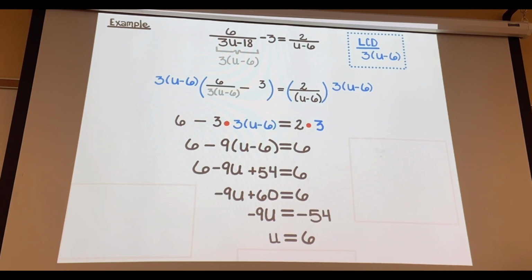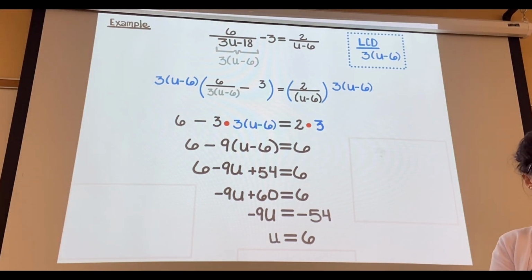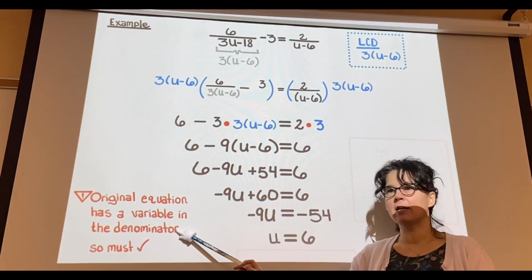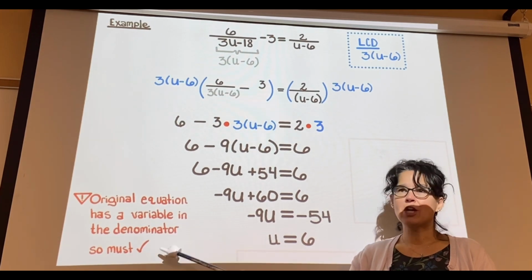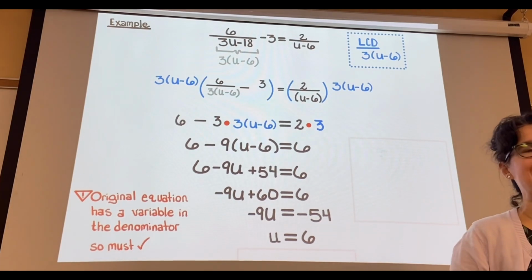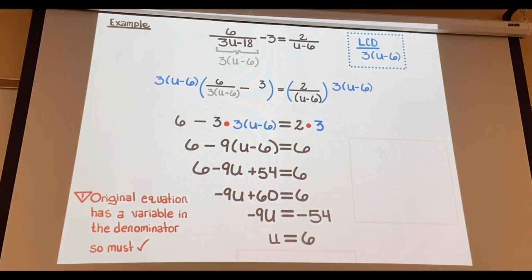But darn it, we have done a ton of work, and danger, danger. We have two big mantras. Number one, if I see an equation with fractions, I will multiply both sides by the denominator. The second one is my original equation has a variable in the denominator, so checking is not optional. What we're worried about is dividing by 0.